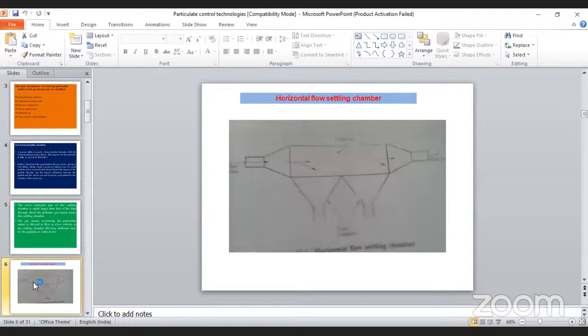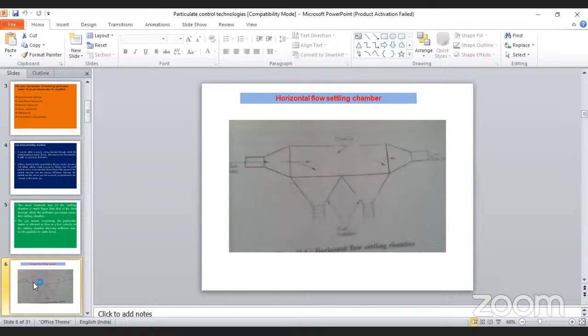There are different types of settling chambers, horizontal, vertical, and many others, but I am going to talk about only one: the horizontal flow settling chamber, shown in the figure. On the left side you can see the inlet gas, then a duct. That duct area should be smaller than the cross-sectional area of the rectangular chamber. Then you can see the gas outlet. At the bottom, you can see the dust hoppers or dust collectors.